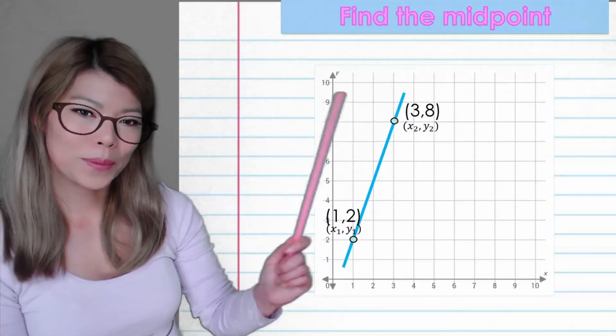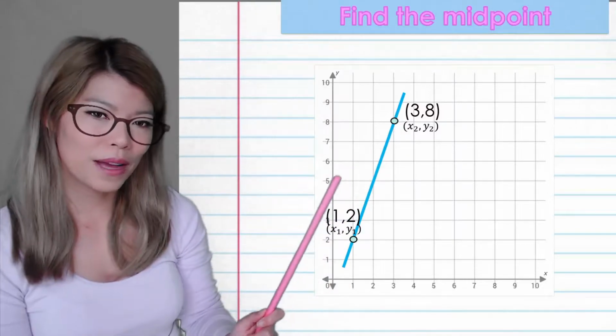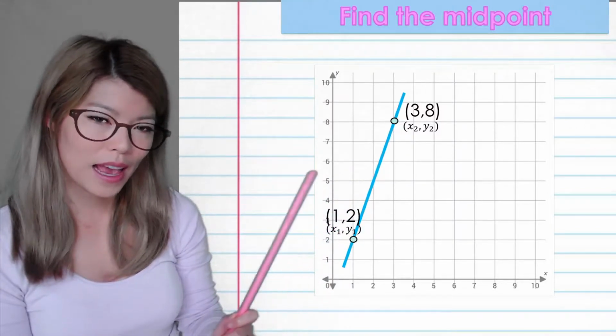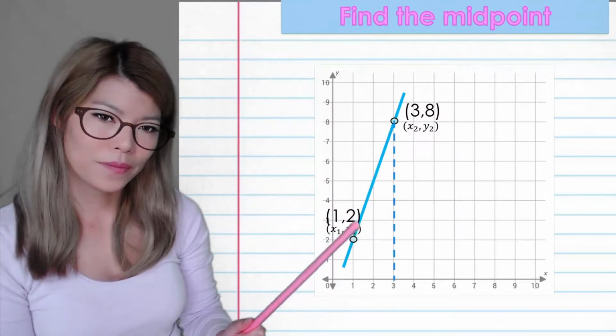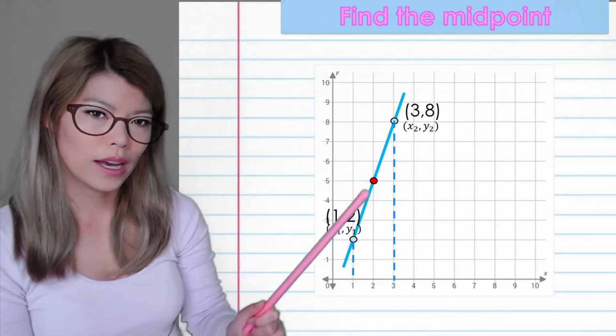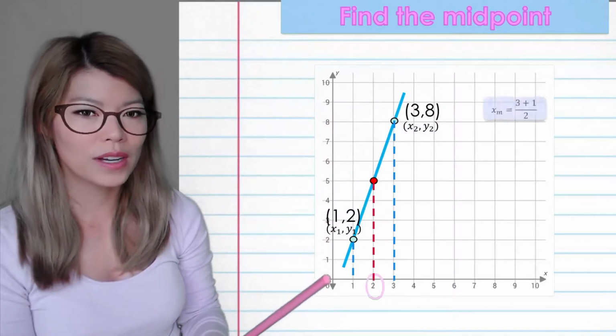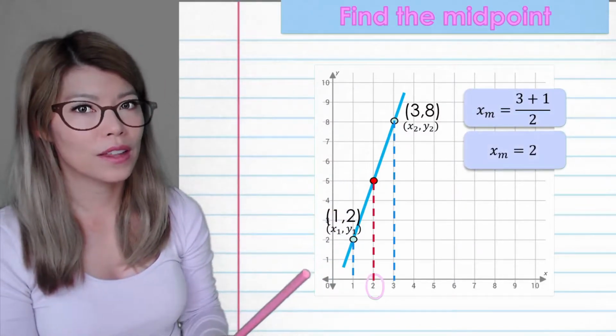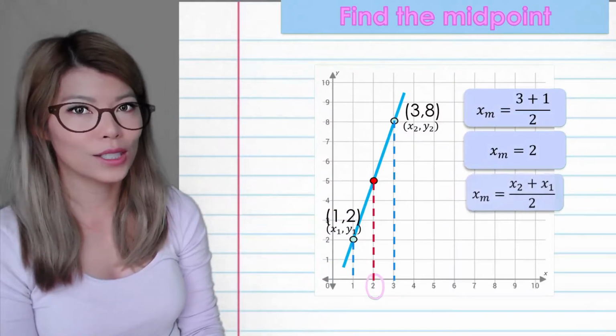To find a midpoint, we have 2 points here. We have to find the middle of the 2 points. How would we do this? Well, we can see that the midpoint of 3 and 1 is 2. How do we get 2 from 3 and 1? We would add 3 and 1 together and divide by 2 to get 2.